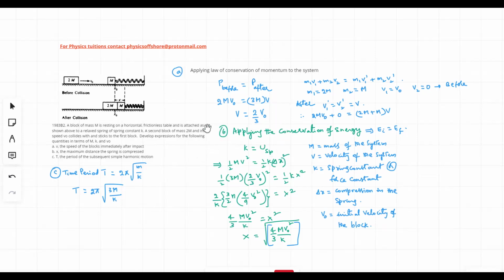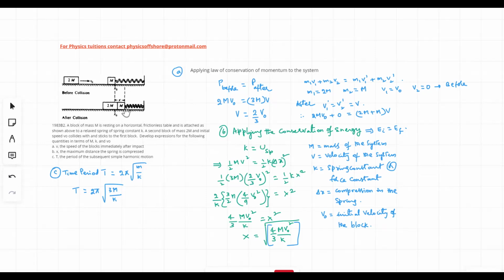Next, we have to find out the maximum compression in the spring. For that, we will take the energy considerations. The energy of the system is conserved. Initially, the system has only kinetic energy. Only the first block, the mass 2m, is moving with a velocity v0, and the other one is at rest, so it has no energy. The spring is in a relaxed condition, so the spring also has no energy. Only this block has energy because it is moving. Therefore, it is the kinetic energy, which is half mv squared.